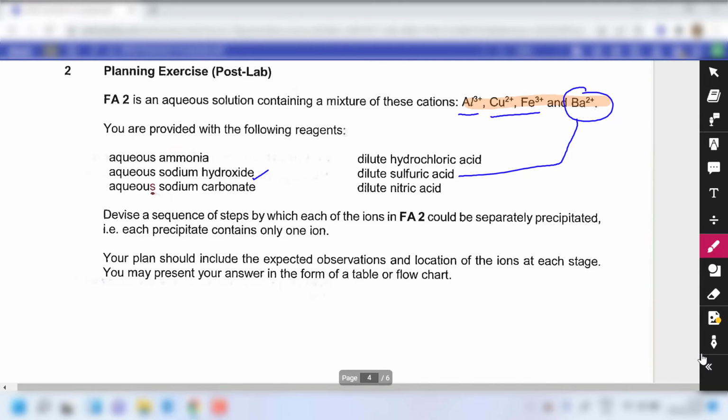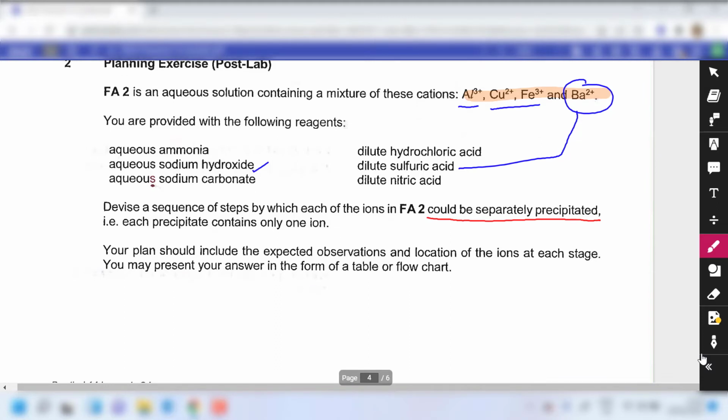Okay, but before we move on, we need to look at the instructions very clearly. We are supposed to devise a sequence of steps by which each of the cations in a given solution could be separately precipitated. So that means that our unknown cations must be precipitated out individually. So even if one is present as a complex ion in the filtrate, it's also not allowed. So they must be precipitated out individually. That's something you need to take note of.